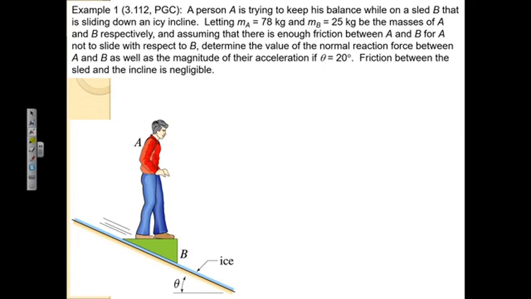So initially, my brain starts cranking. Hey, I got two particles. The question asks me for what's happening between those two particles. I better separate this thing, right? That's naturally where you should go. If I need to figure out the internal force, I'm going to need to separate this and treat it as two separate blocks. If this problem said, tell me the acceleration of this guy in the block and tell me the normal force between the sled and the incline.